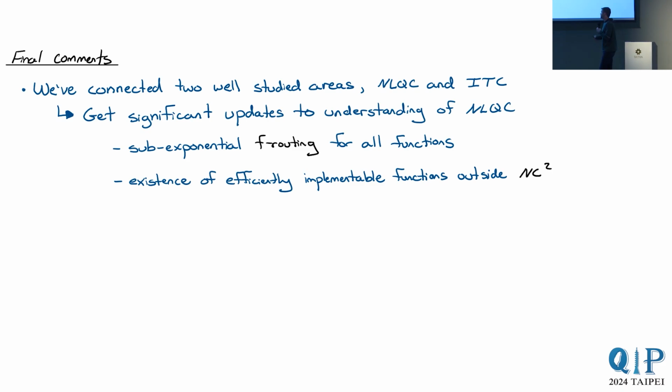Okay, so that's pretty much everything I wanted to say. I'll just wrap up with a couple of final comments. So we connected these two areas, non-local quantum computation and information theoretic cryptography. By doing that and leveraging classical results, we get some significant updates to our understanding of non-local computation. So in particular, we got these sub-exponential protocols for arbitrary functions, and then we found the existence of this hard function that had an efficient F-routing scheme.